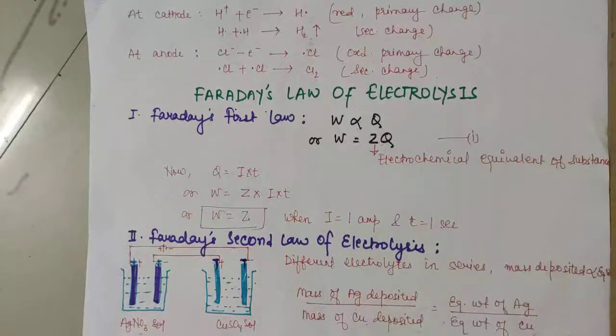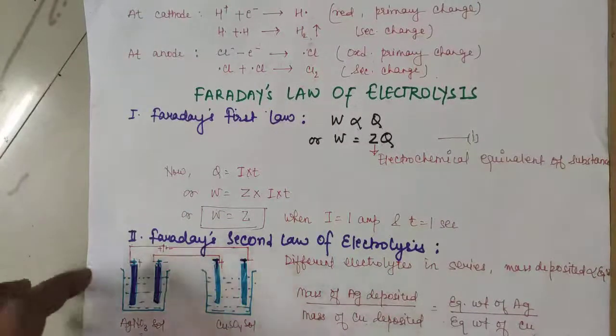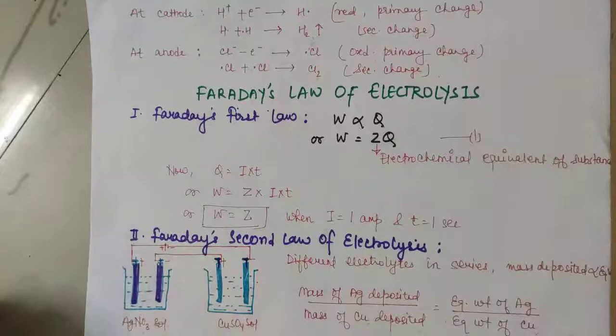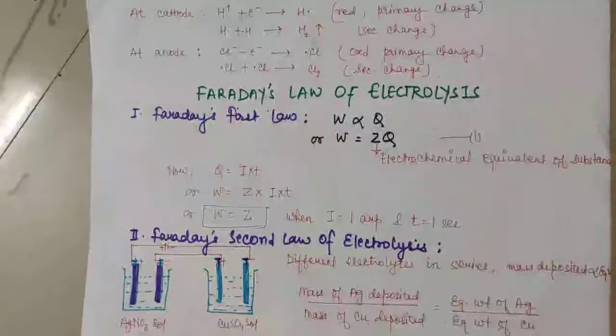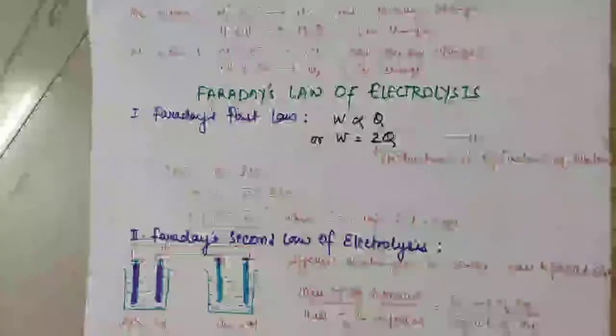Now, in an electrolytic reaction, how much substance will be liberated and how much electricity is to be supplied, this relationship was first studied by Michael Faraday. He put forward two hypotheses or two laws. Let's see that.